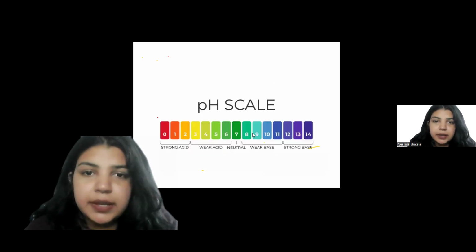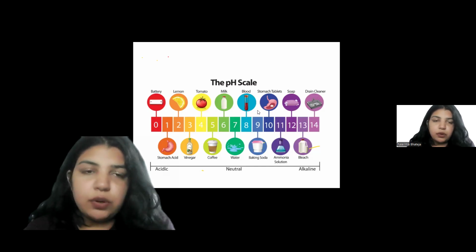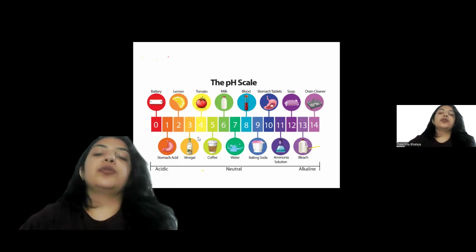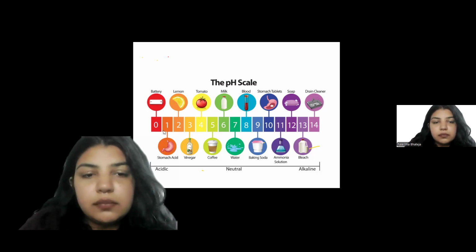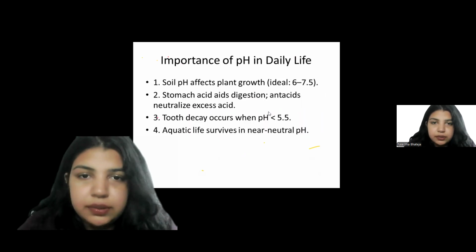We have done this pH scale. We have done the examples also. Any other example you want? If anyone wants to ask, or if anyone wants to give one, yes, orange juice. Yes, it is also acidic in nature.